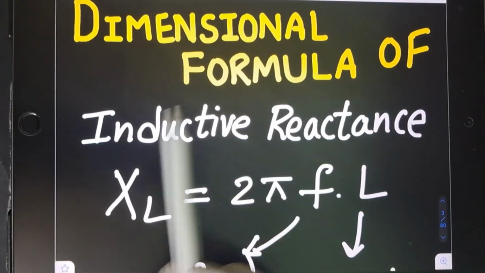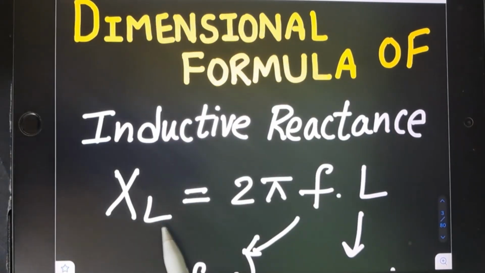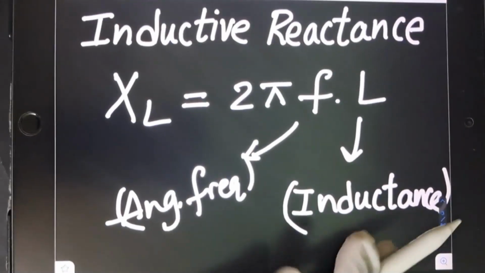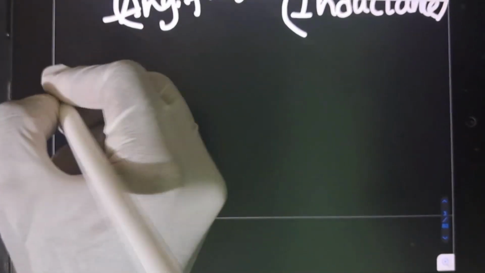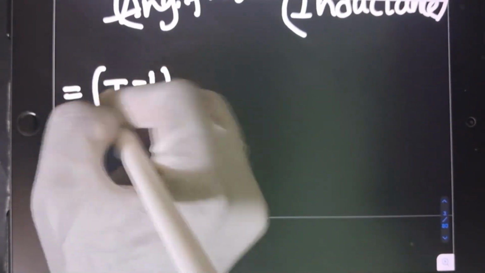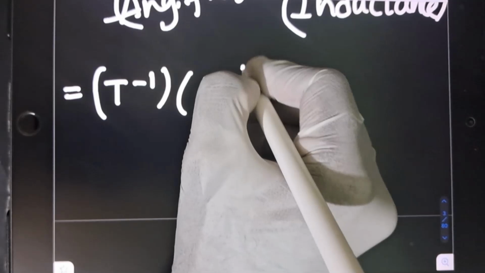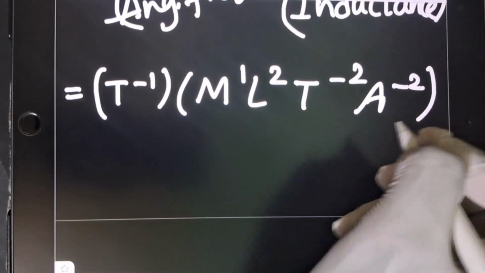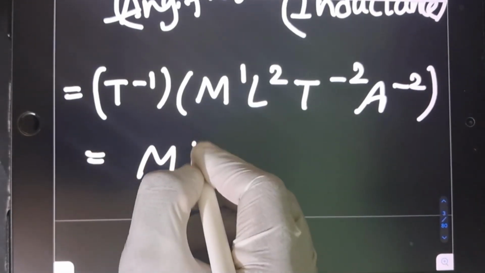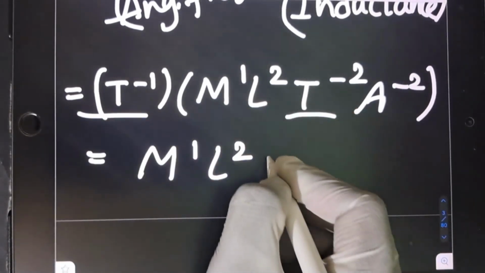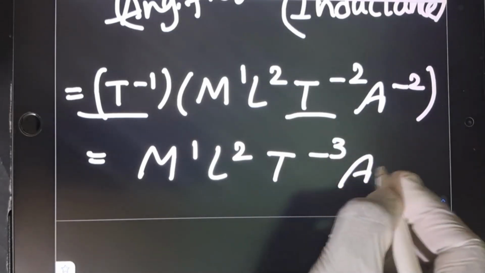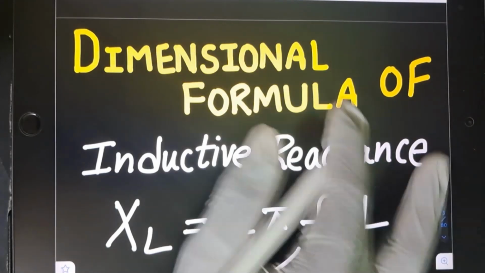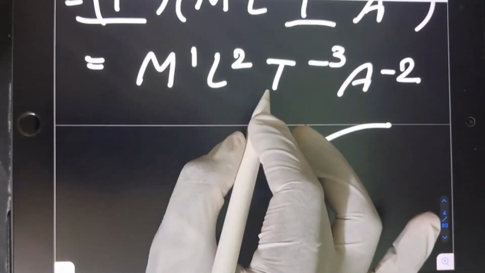To find dimensional formula of inductive reactance, XL is equal to 2 pi f into L. Here f represents frequency, L represents inductance. The angular frequency dimensional formula is T power minus 1, where inductance is M power 1, L power 2, T power minus 2, A power minus 2. So we get M power 1, L power 2, T power minus 3 and A power minus 2. This is the inductive reactance dimensional formula: M power 1, L power 2, T power minus 3, A power minus 2.